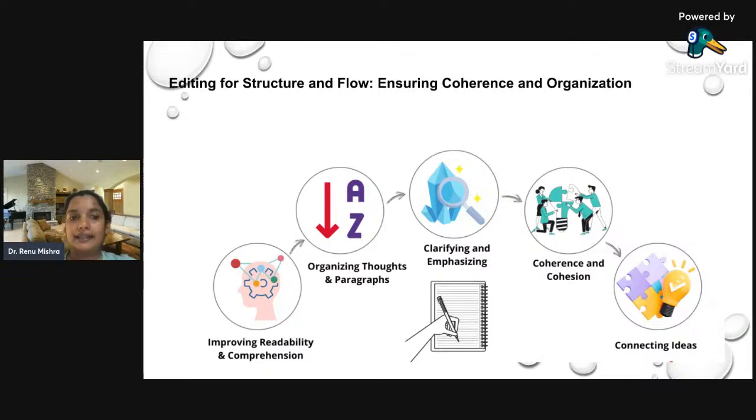That's the role of editing: it ensures that wherever any kind of emphasis is required, you have given that emphasis or not, whether any kind of cohesion is there or not, whether any clarification is there or not, whether any point is missing or not. That's the clear picture editing does for you. Okay.